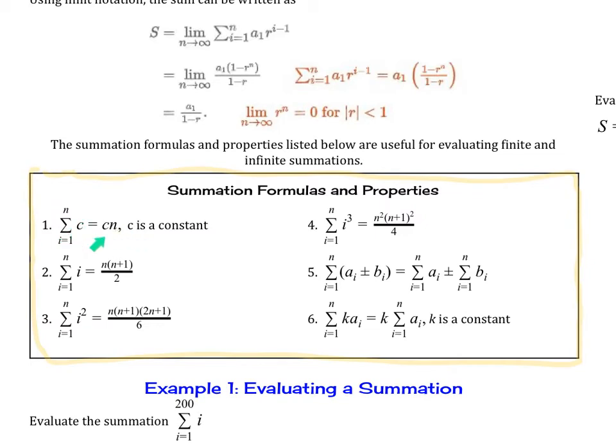So we have c, which is our constant. So notice if we have a constant, what we do is we multiply that to the upper limit of the summation. Then we have these here, and maybe you remember them from previous lessons, if it's i squared, i cubed, and so forth. And then if you have a sub i plus or minus b sub i, then you can just split it up. And so we will be using these.